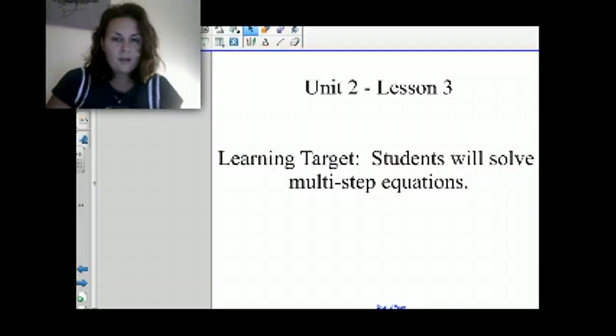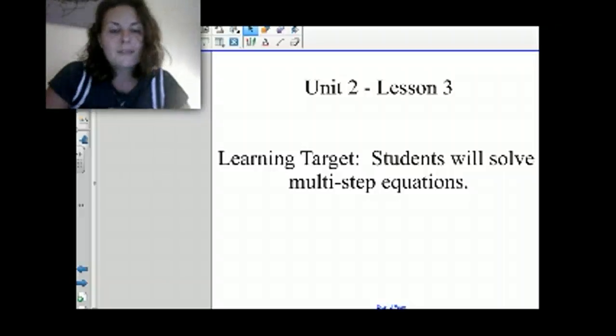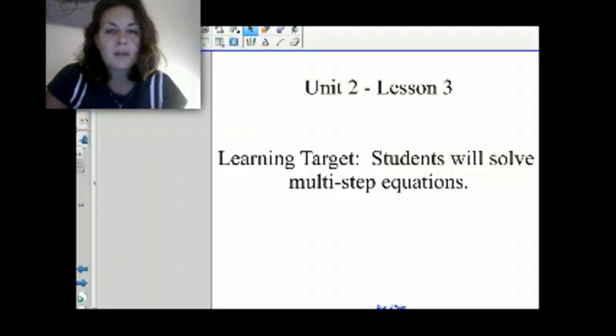Pretty exciting. Anyway, Unit 2, Lesson 3. We are taking what we know already and getting better at it. I'm excited. So, switching screens. Alright, Unit 2, Lesson 3. Our learning target today, we are going to solve multi-step equations.